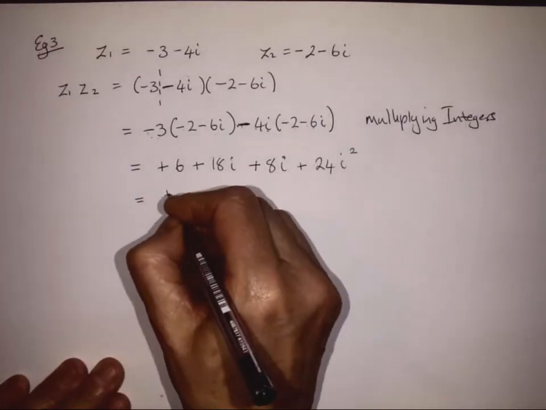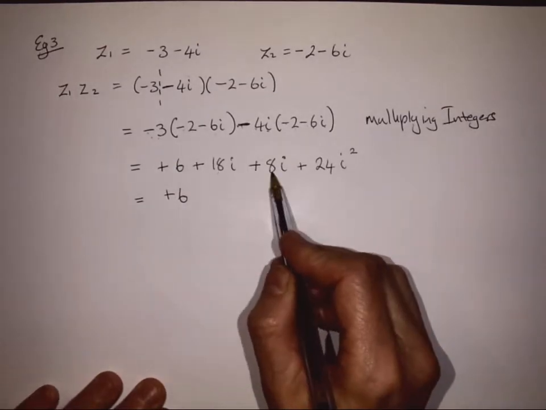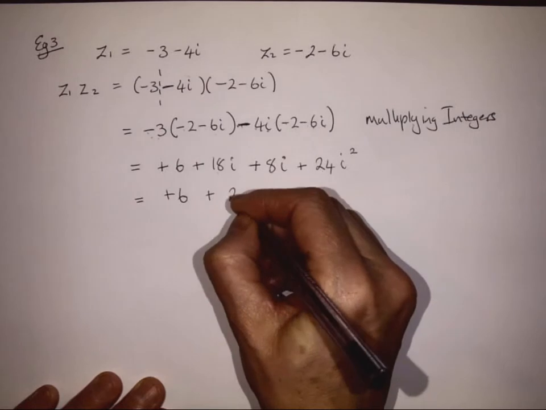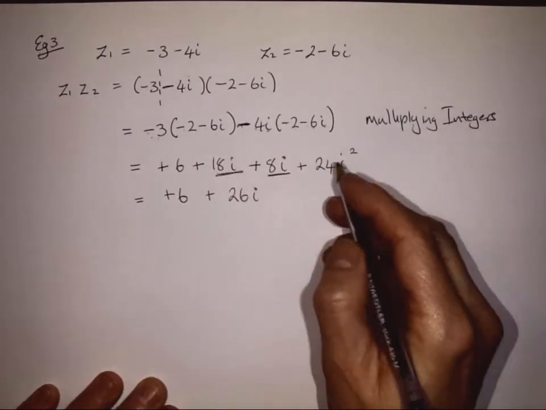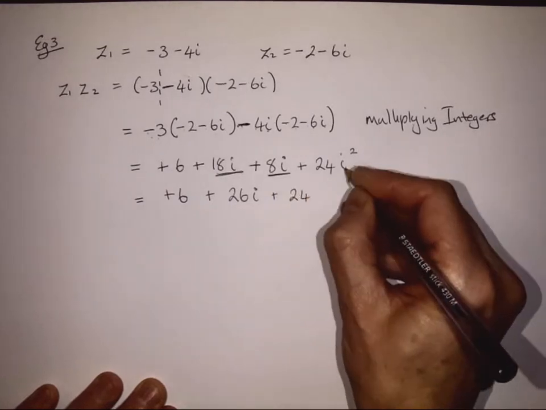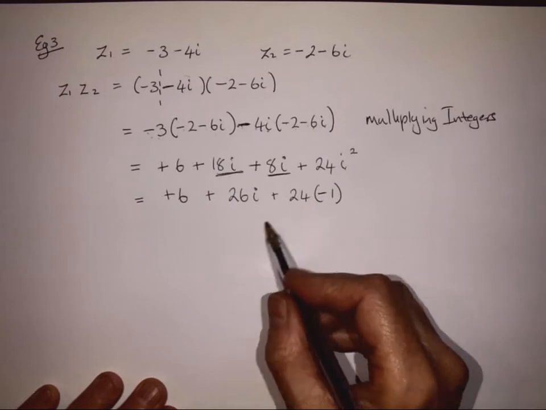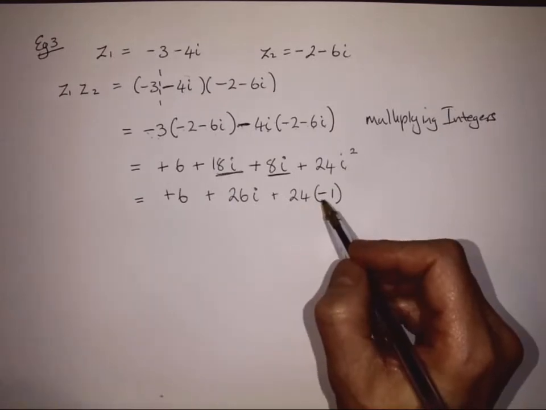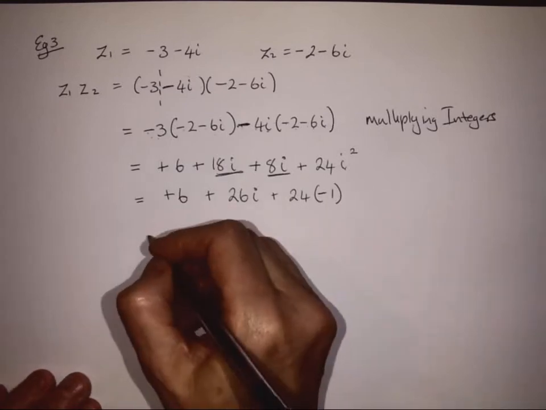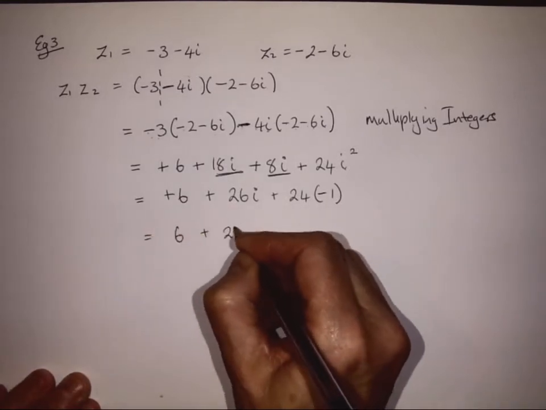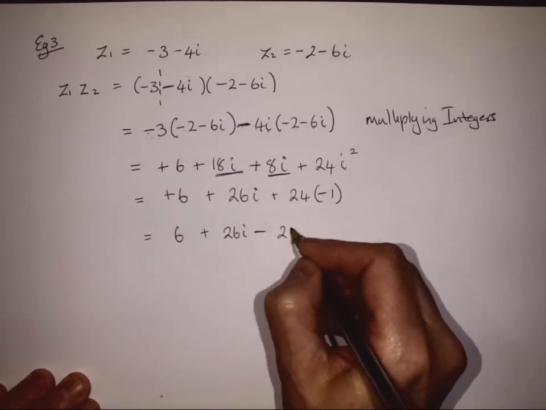Now, you can say leave the plus 6, or you can just write 6. Plus 18 plus 8, that's plus 26i. They're both i's, you see, so we can add them. And here we have plus 24, and instead of the i squared we can say minus 1. So the 24 is multiplied by the minus 1. That's multiplied, okay? It's not 24 minus 1. So now we have 6 plus 26i, and a plus by a minus will give us minus 24.